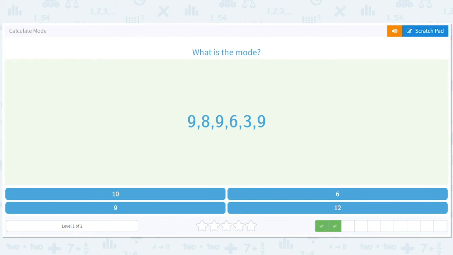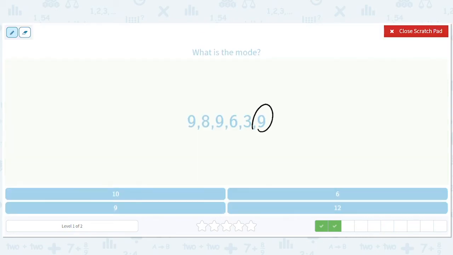How about here? What's the mode? So you would end up with 9, 9, 9. That pops out at you. So there are 3 9s. There's not 3 of anything else, right? So 9.